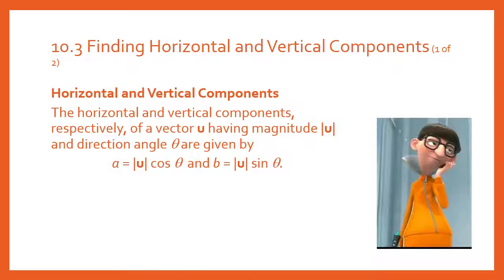This should look really familiar because when we did the unit circle and everything, the x value was represented by the cosine, the y value was the sine. Here we have basically the same idea. So you're going to do the magnitude of the vector times the cosine. That will give you the horizontal component, and the magnitude times the sine will give you the vertical component. So here's another way of writing it.